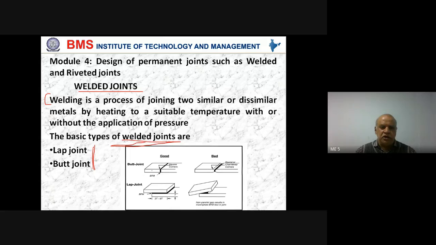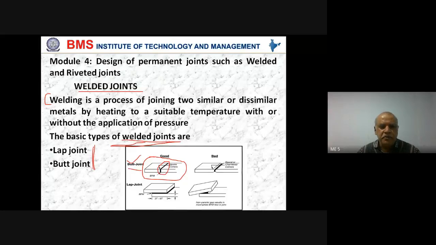So what is butt joint? When you butt two pieces of metal side by side and then do the welding like this, then it is called butt joint. That is, the two metal pieces are butt against each other, and in between the junction of them we are going to do welding. So such type of welding is called butt joint.